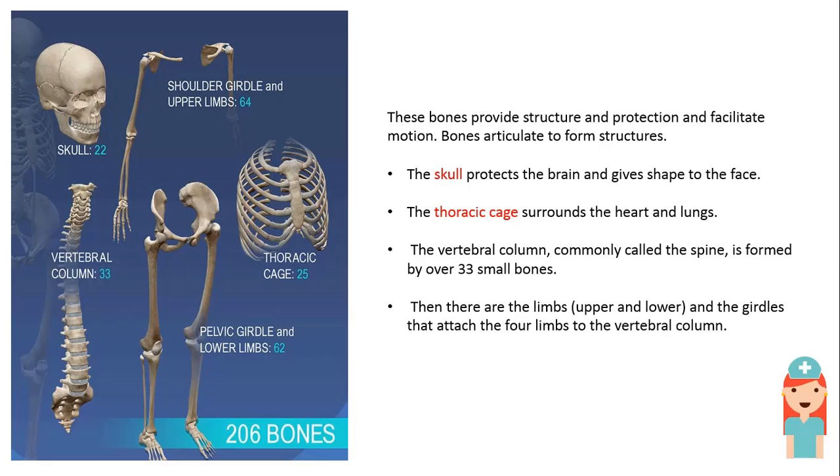So these are the 206 bones. Each part, the skull, thoracic cage, vertebrae, the girdles and the limbs, is divided with its total number of bones. So these are the 206 bones which are present in our human body.